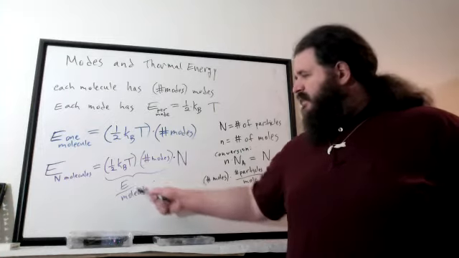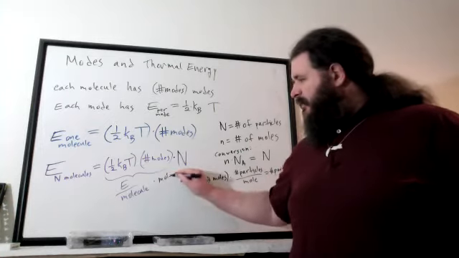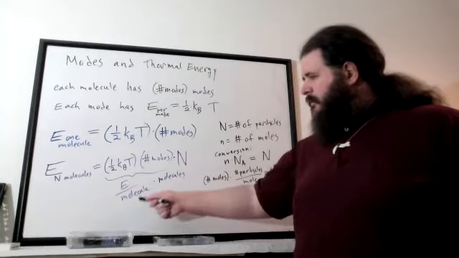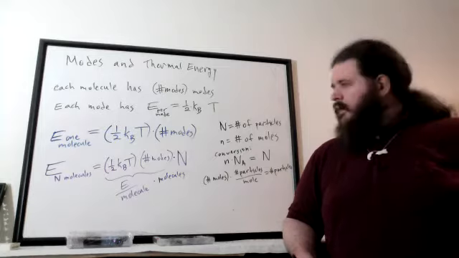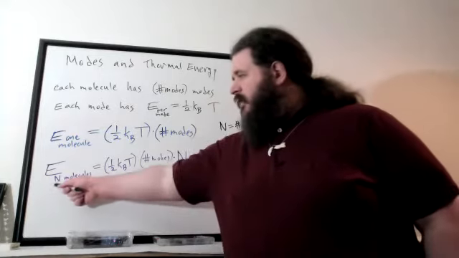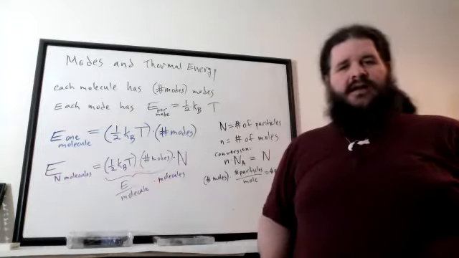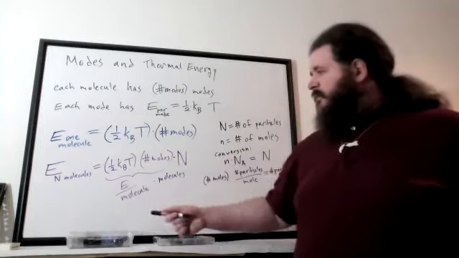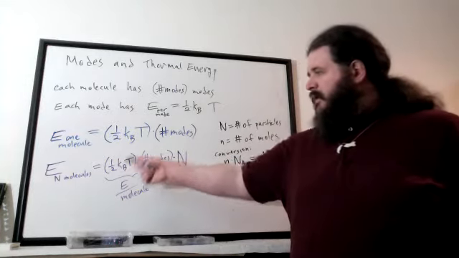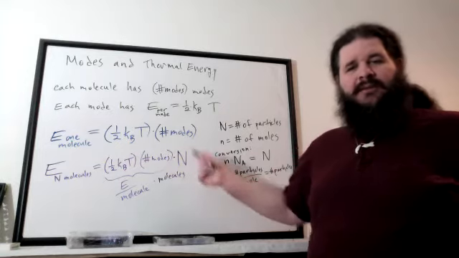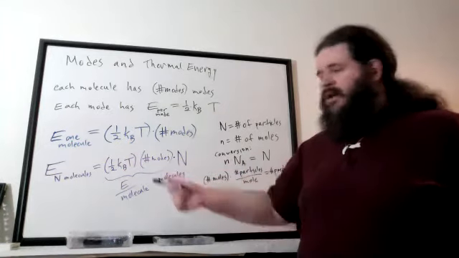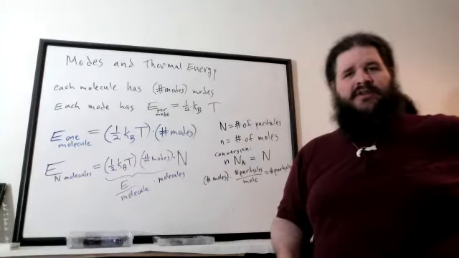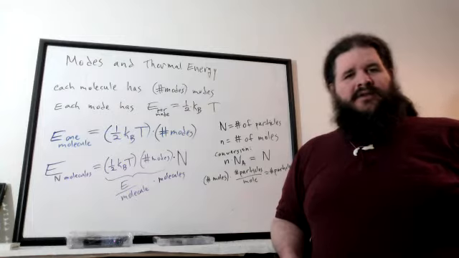Because if we're taking energy per molecule and we just multiply by the number of molecules, molecules and molecules cancel out, and we get the energy of the whole sample. So generally, if you have a sample and you know how many molecules it has, you can calculate the thermal energy by just multiplying energy per mode times number of modes per molecule times number of molecules in the whole sample. Modes and modes cancel out, molecules and molecules cancel out. You're left with just the thermal energy of the whole sample. Any questions on that so far?